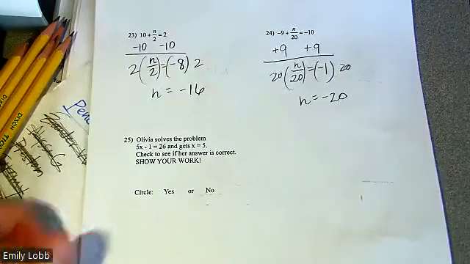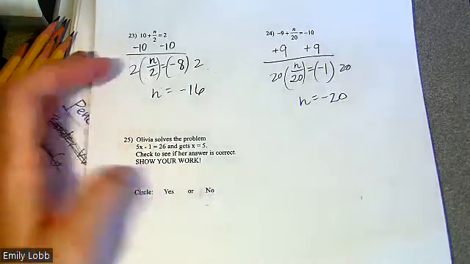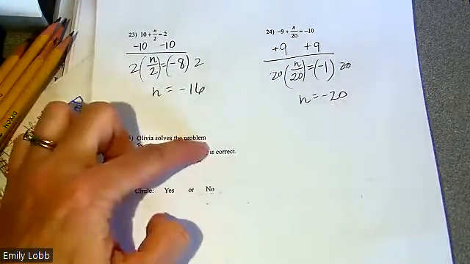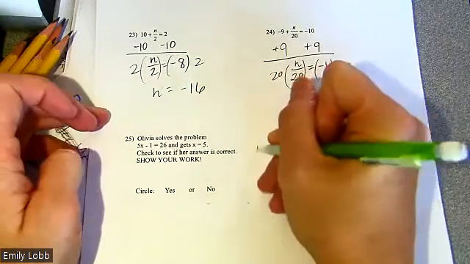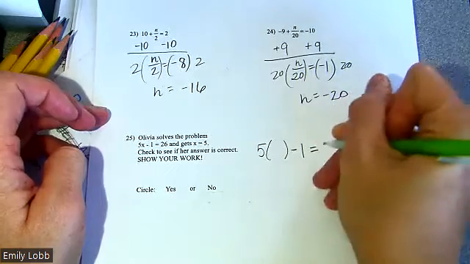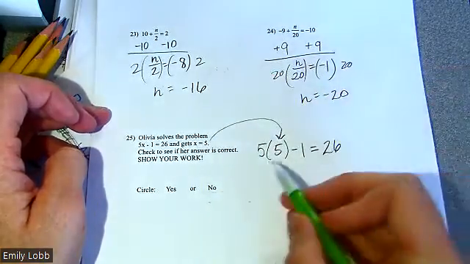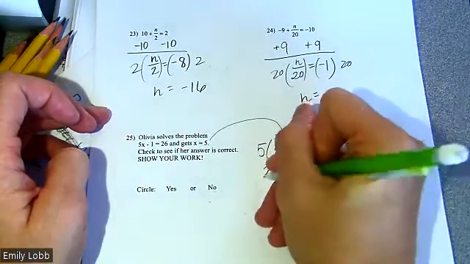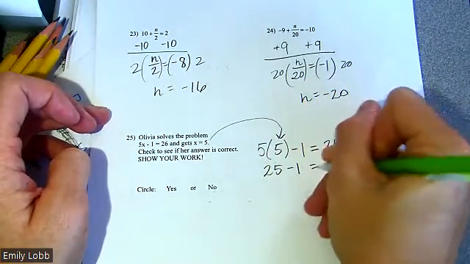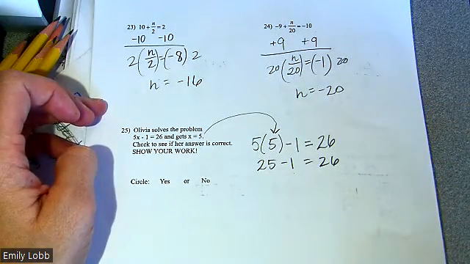Olivia solves the problem 5x minus 1 equals 26 and gets x equals 5. Check to see if her answer is correct. Show your work. Okay, so one way is you can put what she got back in. So if you put parentheses in place of your x, remember how we used to solve expressions, and then put 5 in for x, we really have 5 times 5, which is 25 minus 1. I'm just bringing down the rest of the problem.